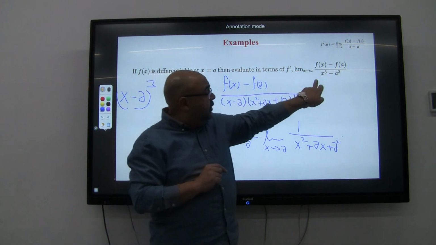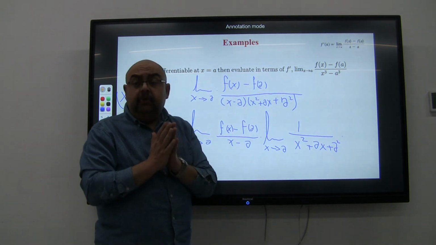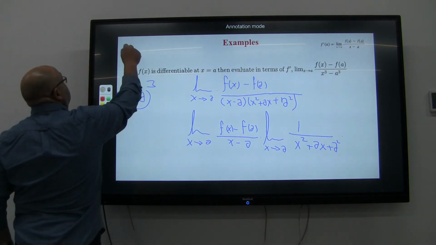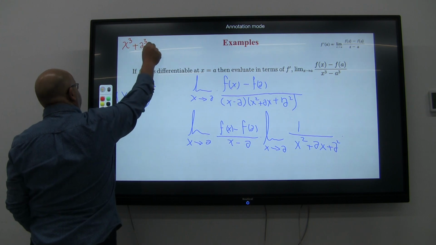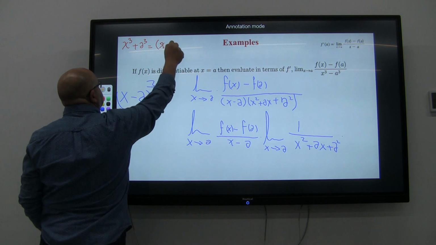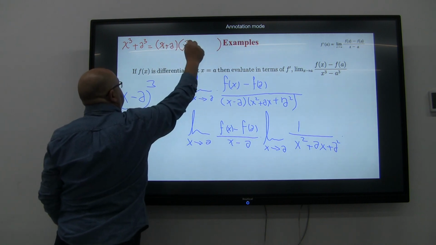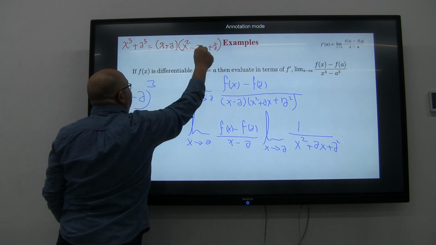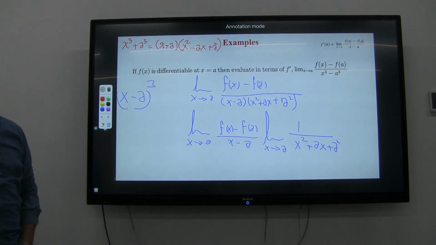The factorization of x cubed minus a cubed, a difference between two cubes, follows a rule. If I have x cubed plus a to the power of 3, it can be factorized to x plus a times x squared plus a squared minus a times x. There is no 2. You don't multiply by 2.